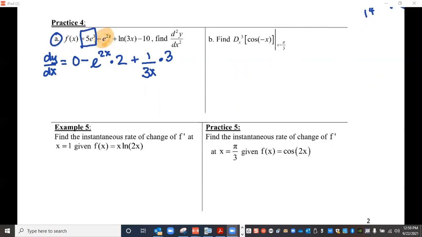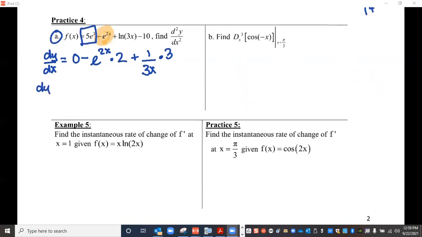Now, when you are finding higher order derivatives, you want to simplify and clean up your derivative as much as you can before you take the derivative of a derivative. So this first derivative, when I clean this up, is going to be negative 2e to the negative 2x. And then 1 over 3x times 3 is just 1 over x. So before you take another derivative, make sure you simplify as much as you can to make the differentiation process a lot easier. So go ahead and find the second derivative for me.